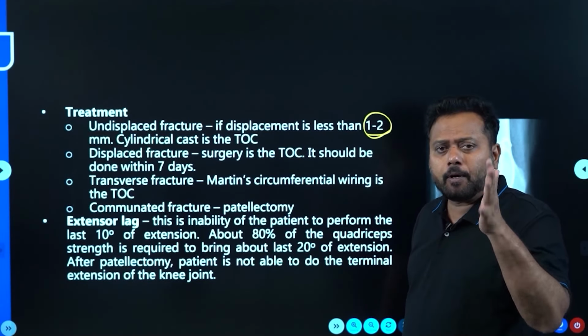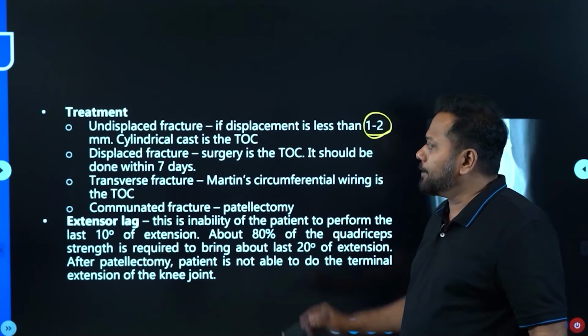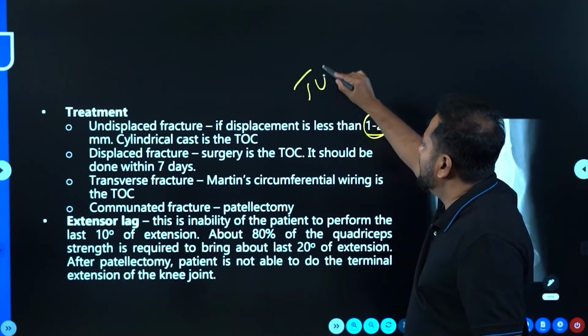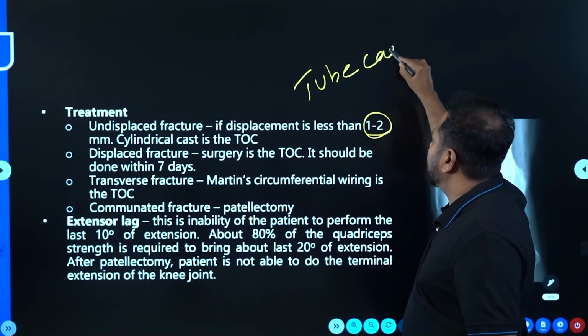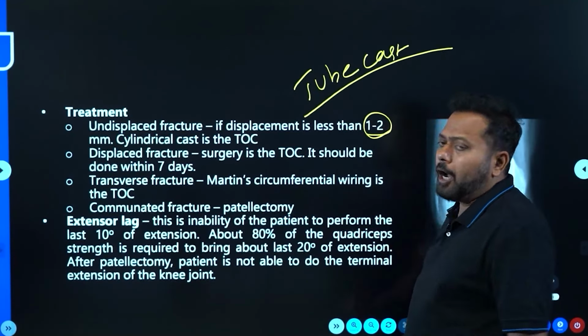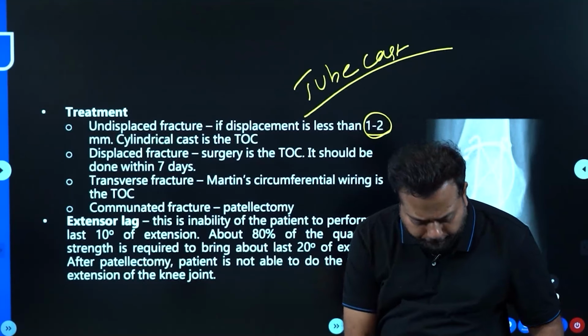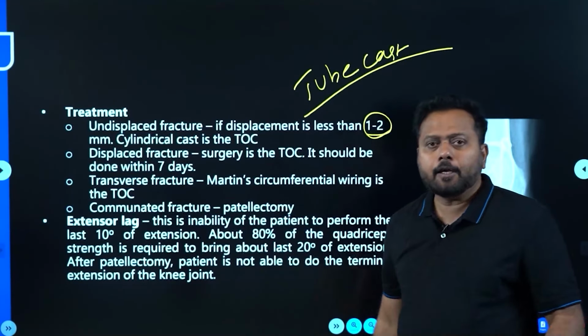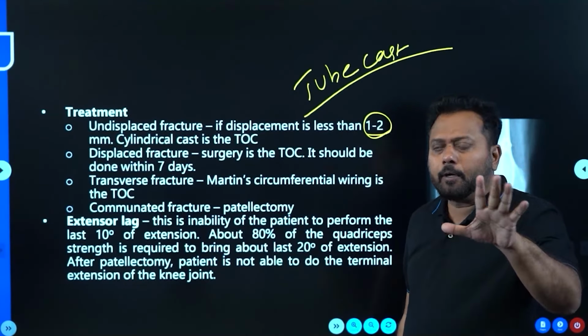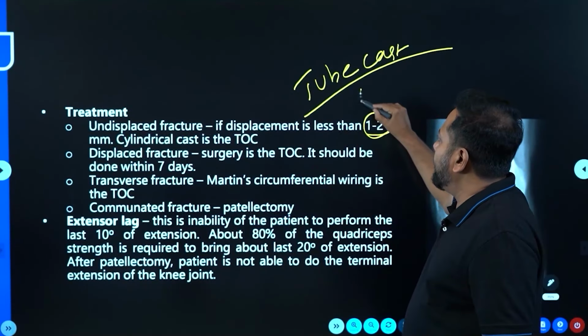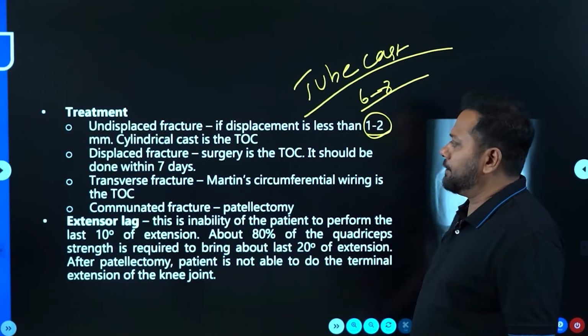Conservative means you are giving a cylinder cast, otherwise called a tube cast. Tube casting is the treatment of choice. How to put a tube cast? Take a POP from the middle of the thigh to the middle of the leg. You are immobilizing the knee joint alone. That's called a tube cast, for a period of 6 to 8 weeks.